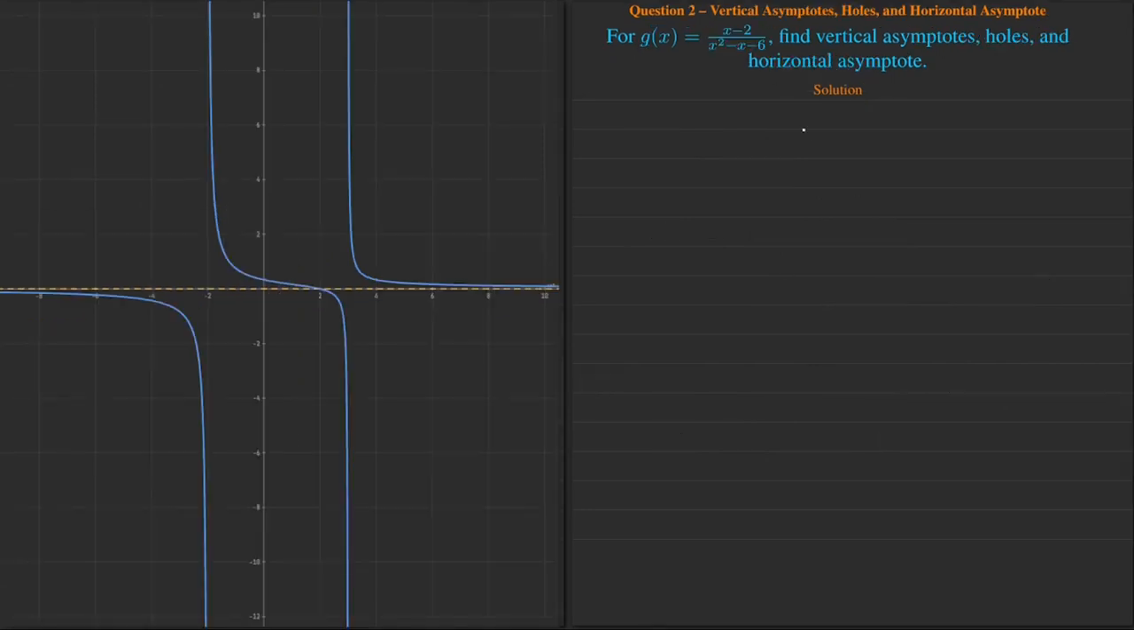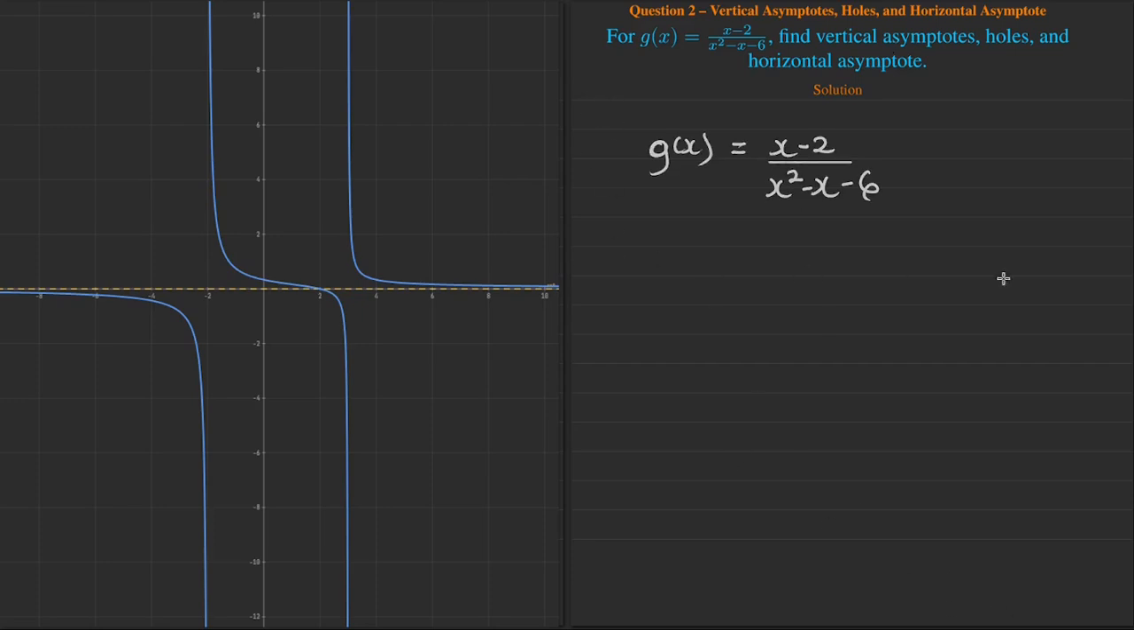So our second question says g of x is given as x minus 2 all over x squared minus x minus 6. You have to find the vertical asymptote, the holes, and the horizontal asymptote. So we have g of x equals x minus 2 all over x squared minus x minus 6. If we want our vertical asymptote, we know that we first of all need to confirm if there is anything to cancel out.